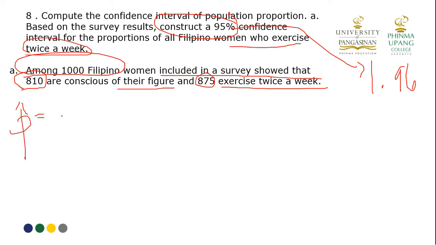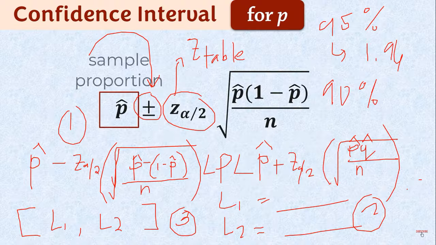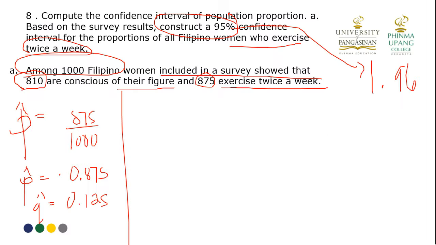So your P hat, we got this earlier. Twice a week is 875 over 1,000, so P hat is 0.875, and Q hat is 0.125. Correct? Then we go to the LL and UL. Any questions? Hello? Any questions? None. Okay.